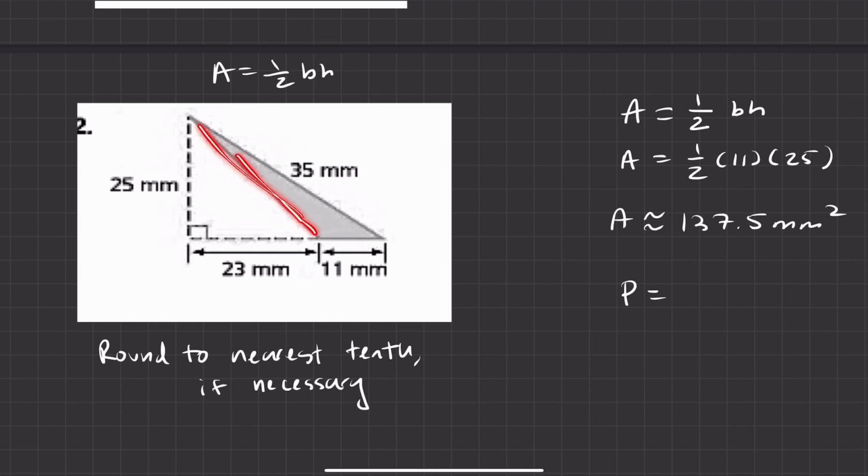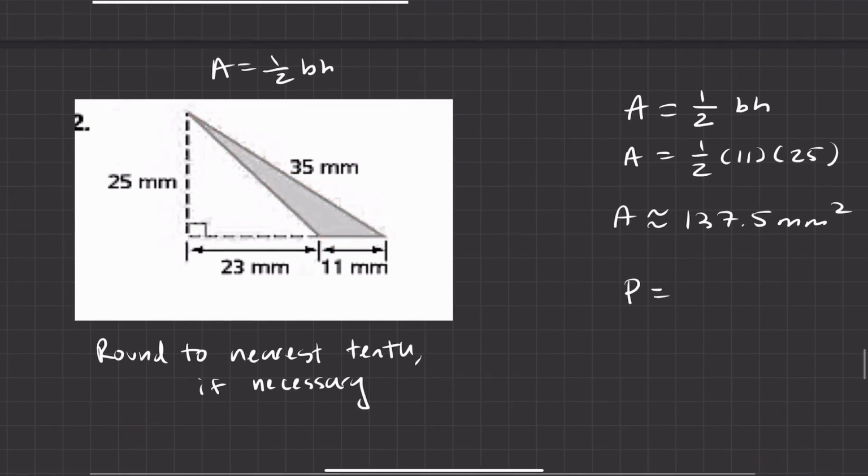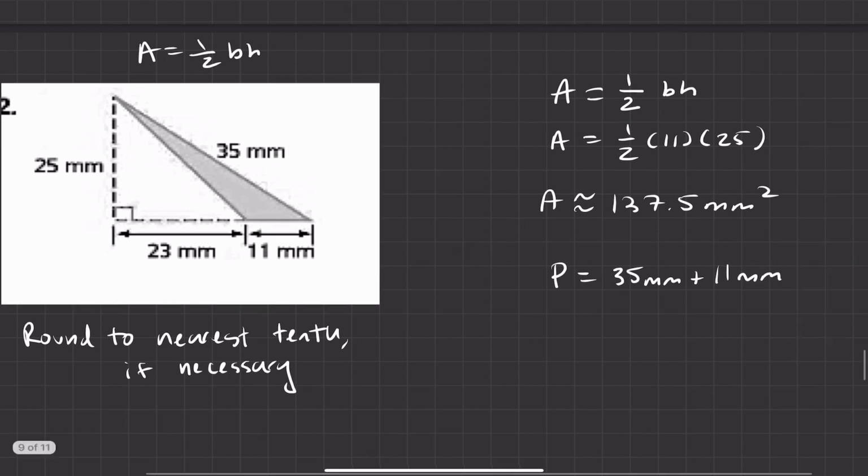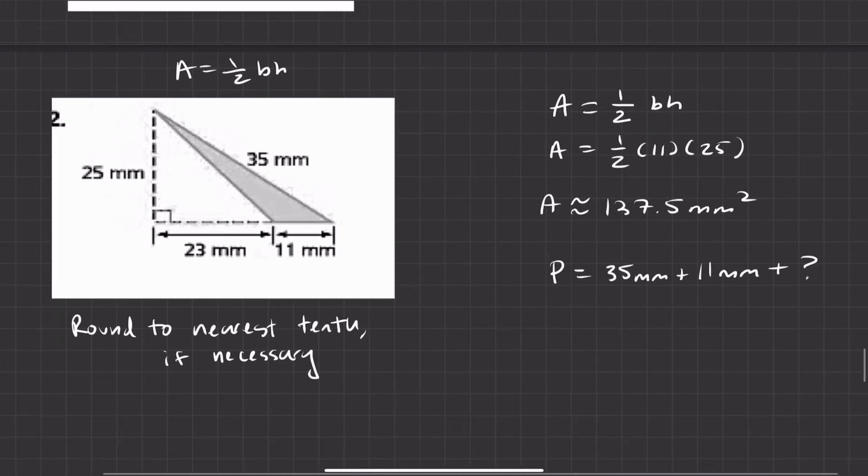Okay? And then to find the perimeter, you have to add up all the sides of the shaded figure. So this figure here. You got 35, you got 11, and then you have this side length, which is our unknown. So 35 millimeters plus 11 millimeters plus that unknown side. But you can see we have a right triangle.